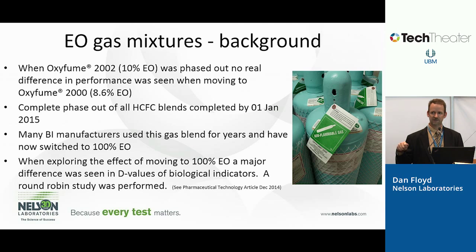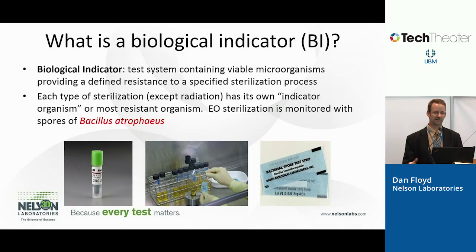The problem with this is most of the BI manufacturers were using these gas blends just because they were non-flammable. But what they found is when they switched from this gas blend to 100% ethylene oxide, you ended up with a lot of major differences between the kill rates. You got a lot more kill with 100% than you did with these gas blends. So it made the D values a lot lower, which sounds like a good thing, that you get more kill.